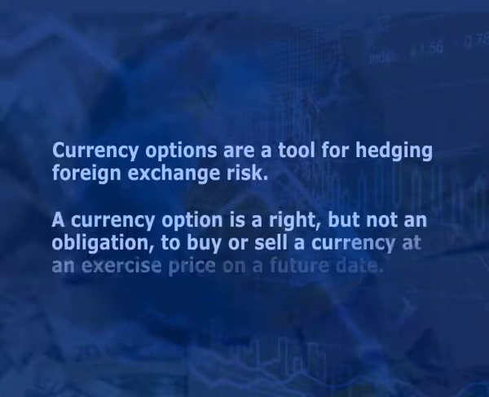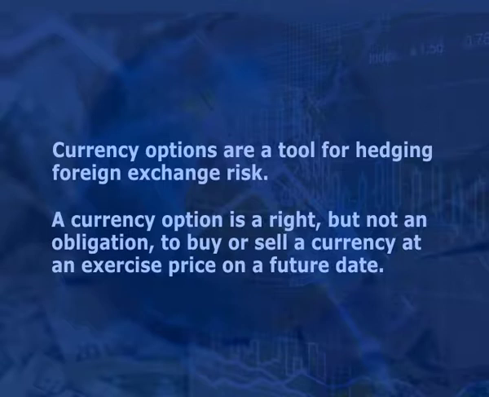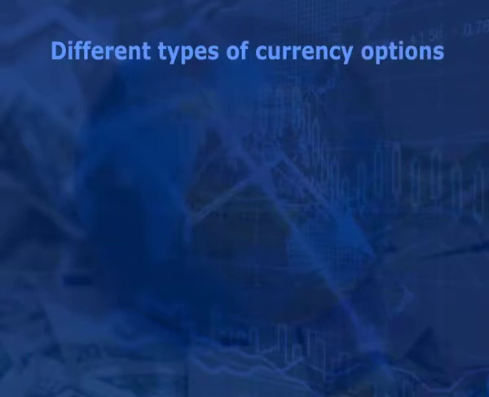A currency option is a right but not an obligation to buy or sell a currency at an exercise price on a future date. If there is a favorable movement in rates, the company will allow the option to lapse to take advantage of the favorable movement. The right will only be exercised to protect against an adverse movement, that is, the worst case scenario.